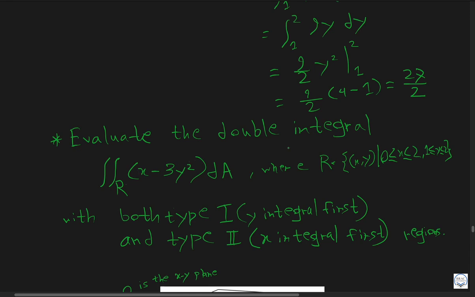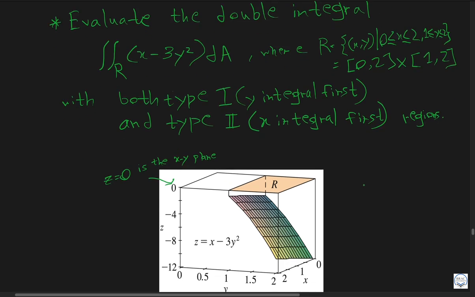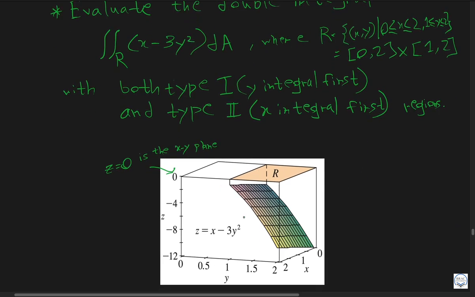We have to evaluate the double integral on the region R of x minus 3y squared dA, where R is this region written in set builder notation, where R consists of all the points x, y, where x coordinate is in between 0 to 2 and the y coordinate is in between 1 to 2. And we can write this as 0 to 2 cross 1 to 2.